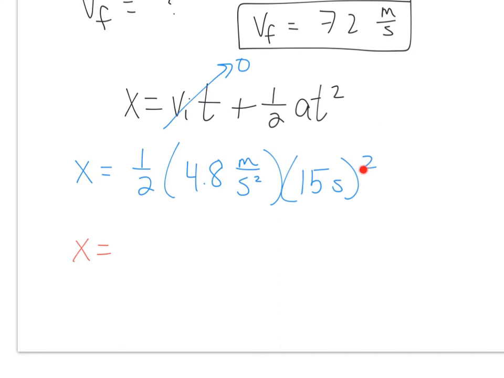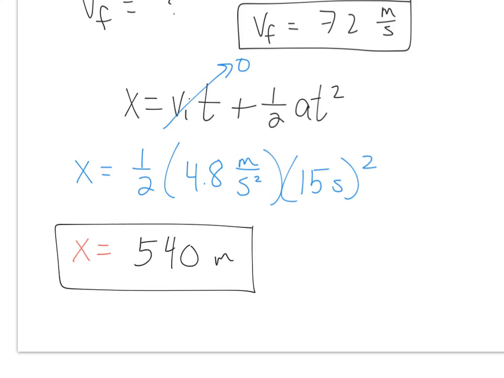PEMDAS, right? Start with parentheses. Well, inside the parentheses, nothing can be done. Then go to exponent. So square this first, then multiply. Recognize that your units make sense. If I square seconds, it's second squared. Second squared cancels with second squared, leaving behind meters. And what am I finding? Displacement. Meters. So it makes sense. Your dimensions always make sense. Okay? Well done. Well done.